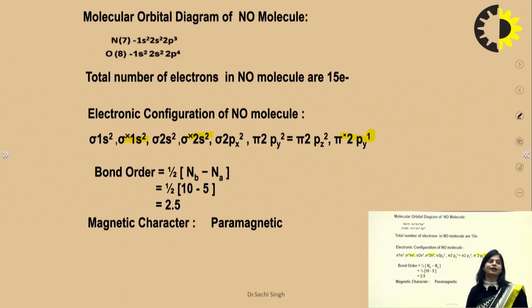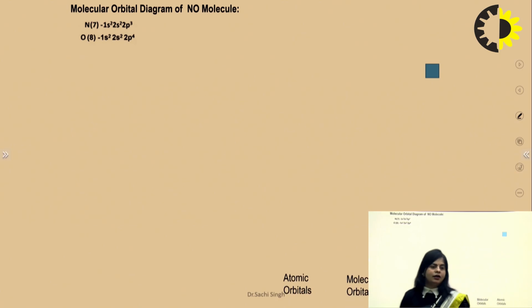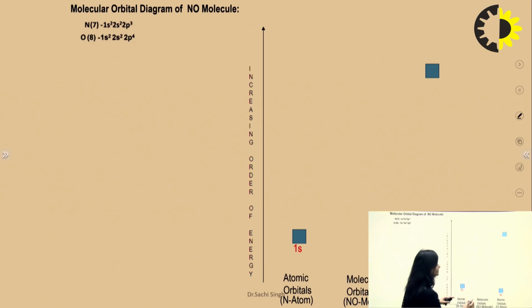Now comes the diagram for the NO molecule. So let's see the molecular orbital diagram. Firstly, write atomic orbitals, molecular orbitals, and then draw the energy order. Suppose this side is for nitrogen and this side for oxygen. Generally, in the case of homodiatomic molecules, both energy orders are the same. Here the energy order for the oxygen atom is slightly lower compared to nitrogen, because of the difference in electronegativity.